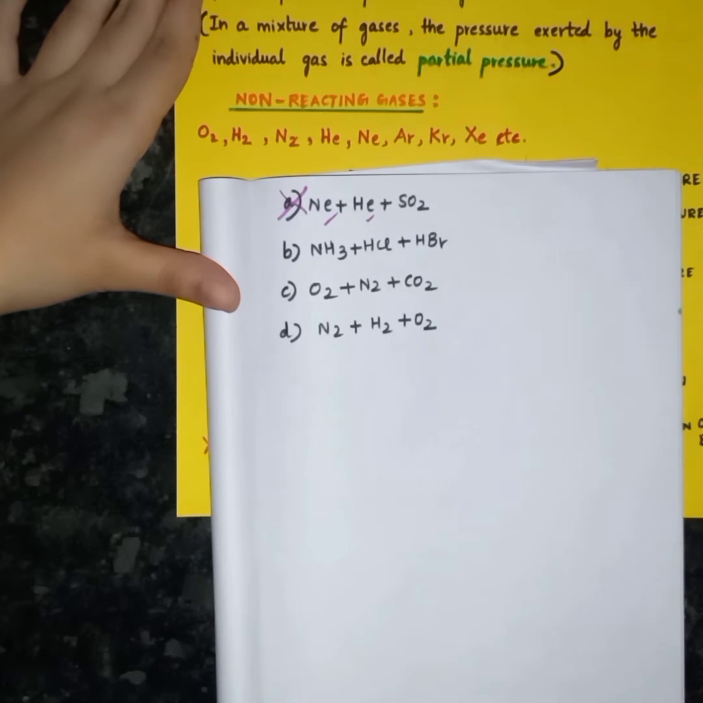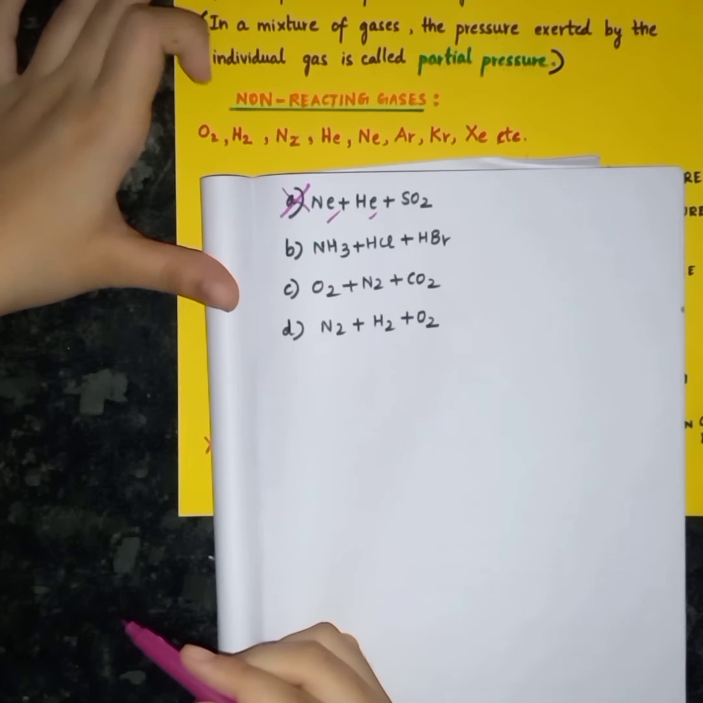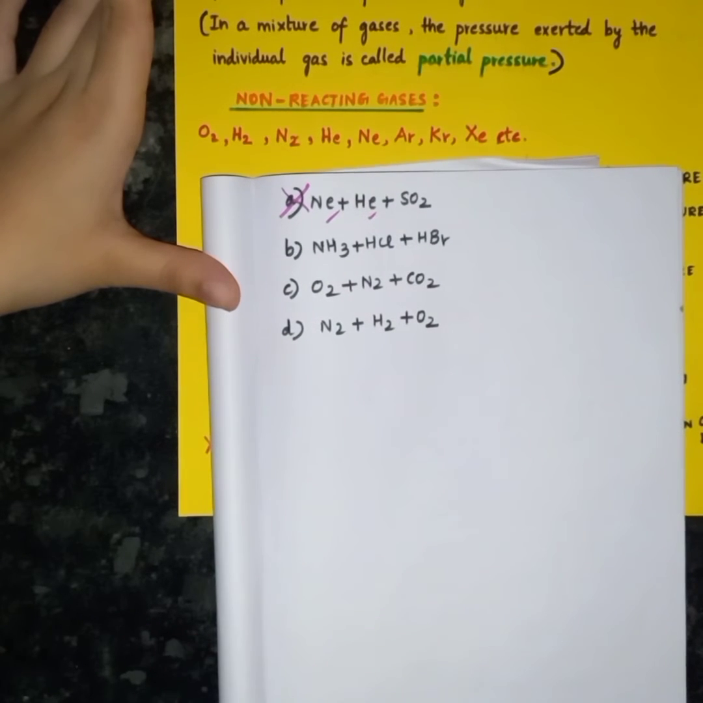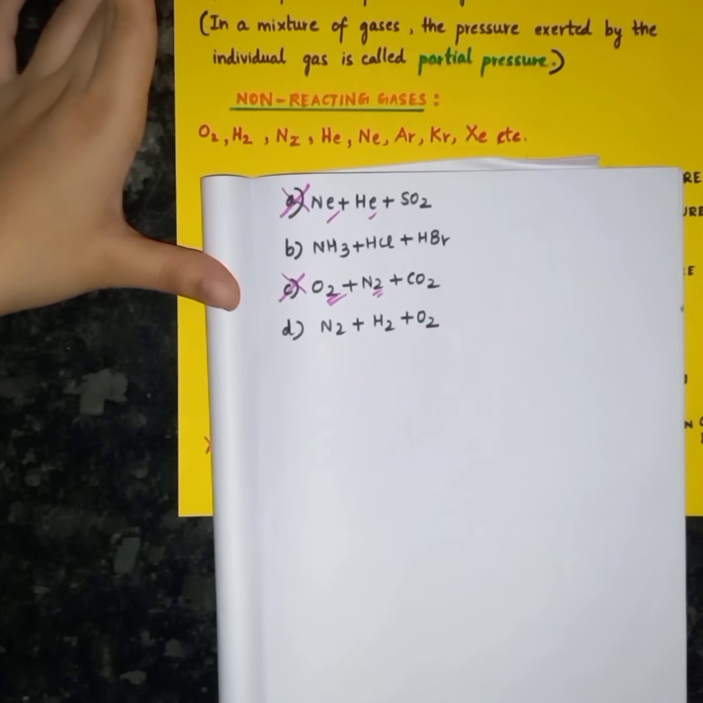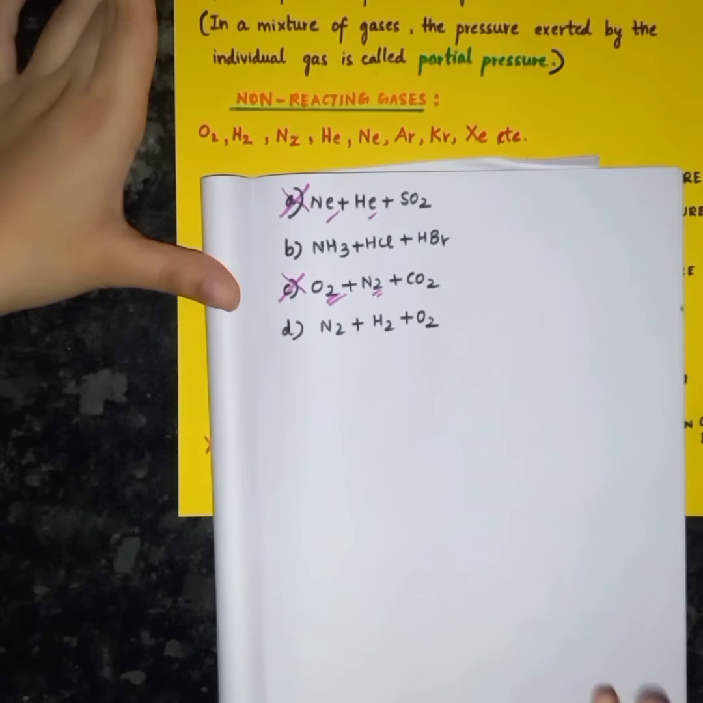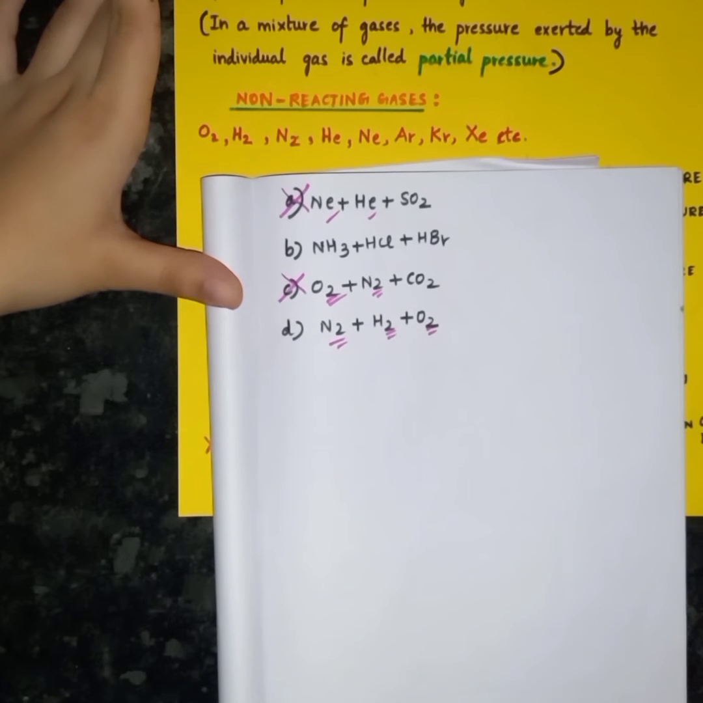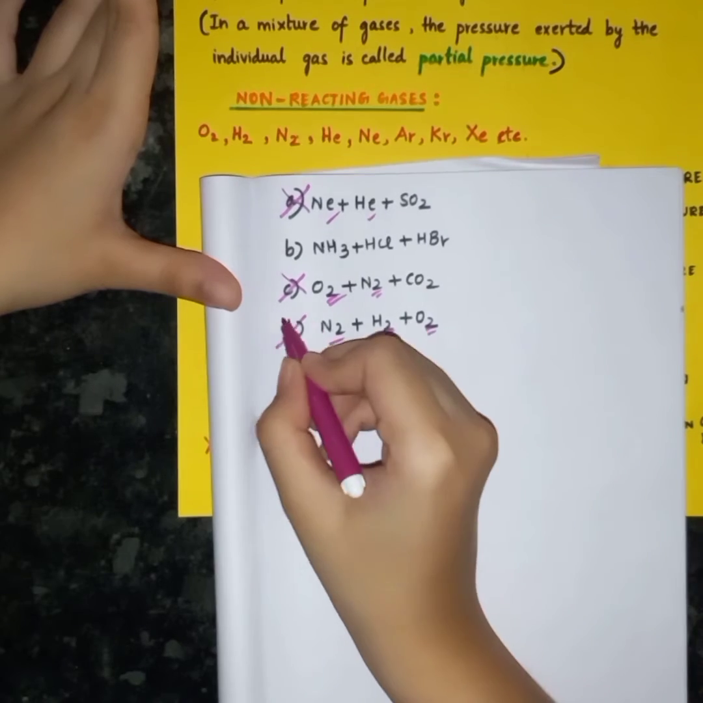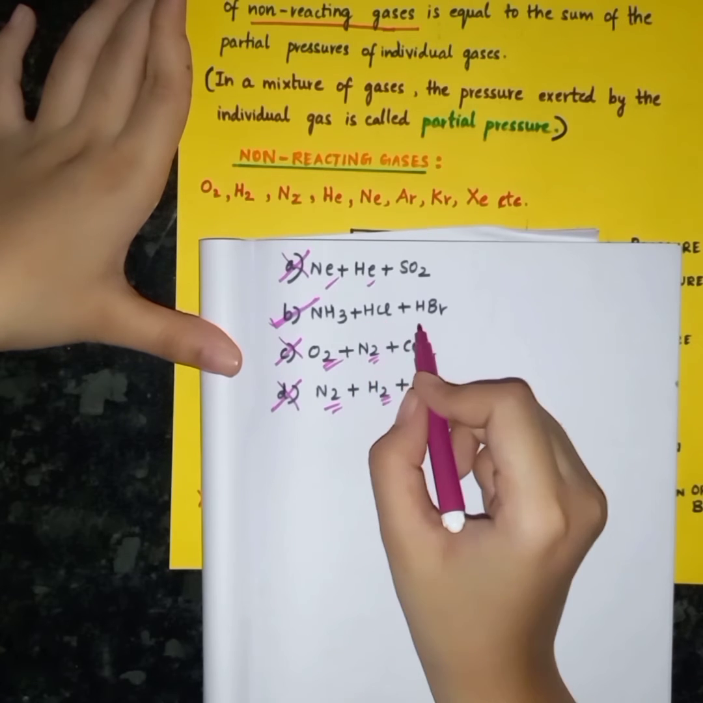Option number 3, O2 plus N2 plus CO2. Here, both O2 and N2 are non-reacting gases. So, Dalton's law is applicable. Therefore, option number 3 is not the answer. Option number 4, N2 plus H2 plus O2. Here N2, H2, O2, all the three gases are non-reacting gases. So, Dalton's law is applicable. Therefore, the fourth option is not the answer. Therefore, the answer is option number 2, ammonia plus hydrochloric acid plus HBr.